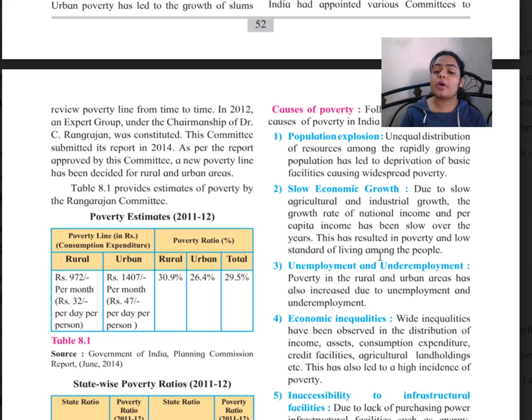So this is also one of the reasons for poverty. As people have a low standard of living and because they are not earning much, they generally have a very low standard of living.